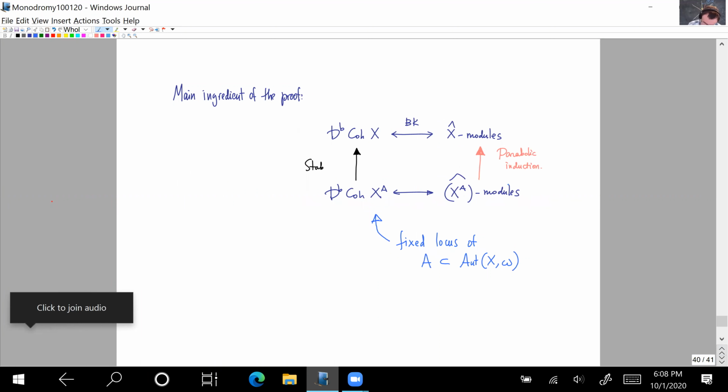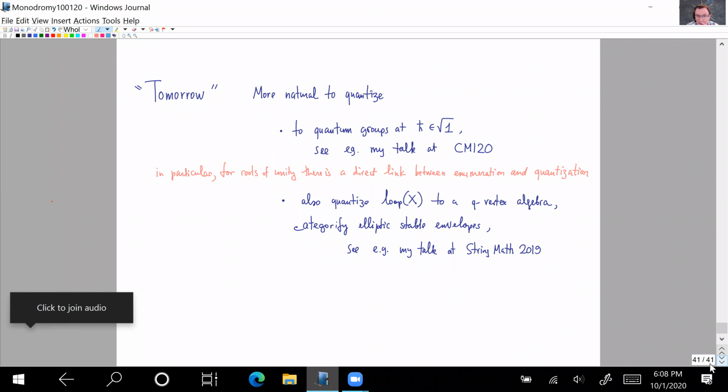Yeah, so this is the stable envelope in K-theory here. And if you want something like this in elliptic homology, or you want to categorify any other aspect of elliptic homology, then you should look at loops to X. Again, there are some outlines of how that's supposed to happen, and you can look at my talk at String Math. But again, I'm not going to report on it today, since I haven't even done it. So this will be more for tomorrow, to put all the technical details there.